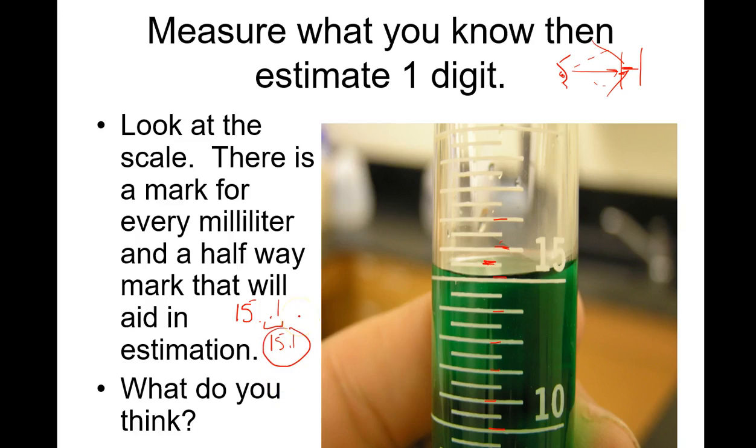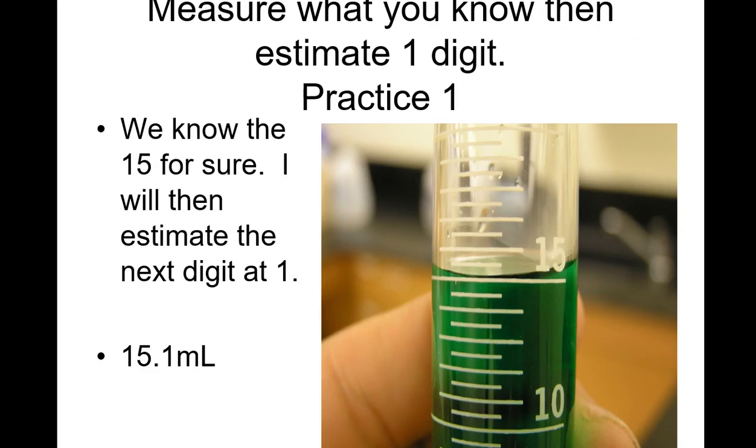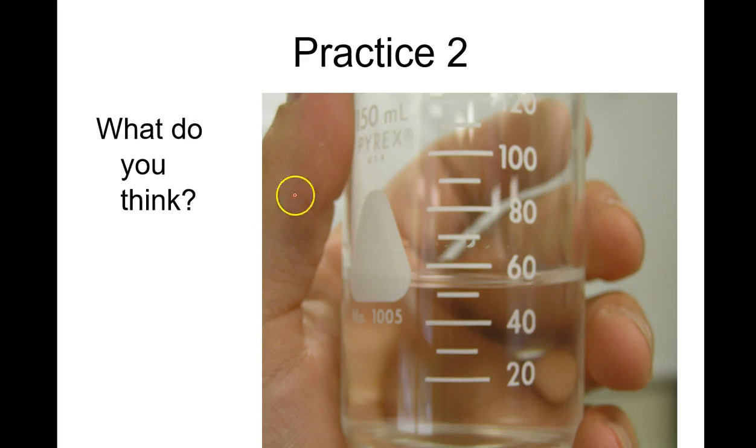All right, so we've done a couple of these measurements now. Take a moment, practice. What do you think? Pause the video, try it out. Okay, so this is 20, 30, 40, 50, 60, 70. So I know for sure that it's at least 50, but I'm going to be doing my next number somewhere in the middle. That's not very accurate, is it? That's quite a stab. Maybe 55 milliliters?